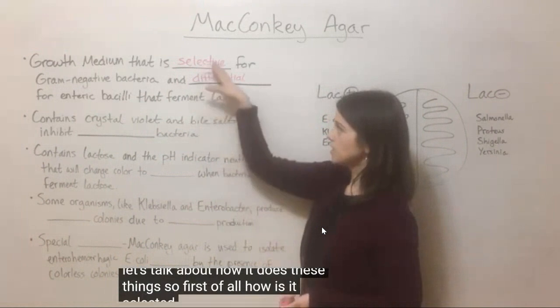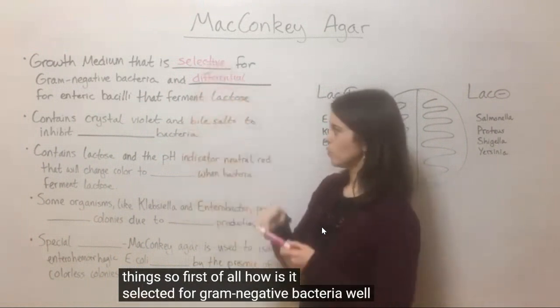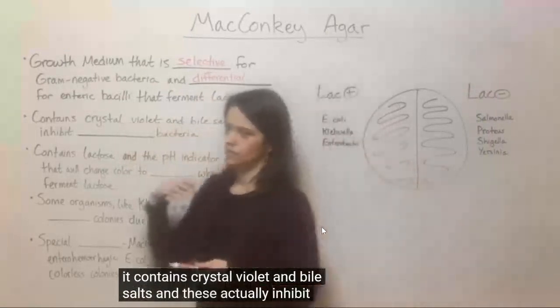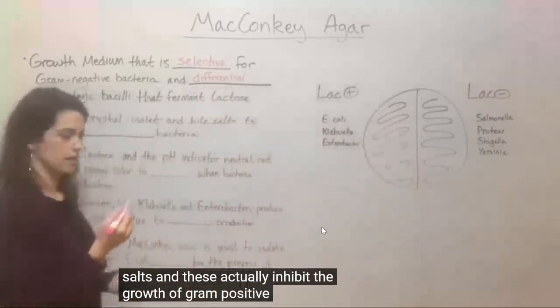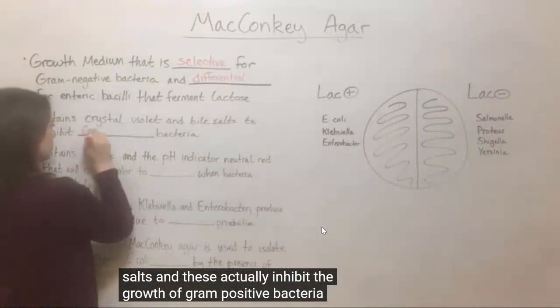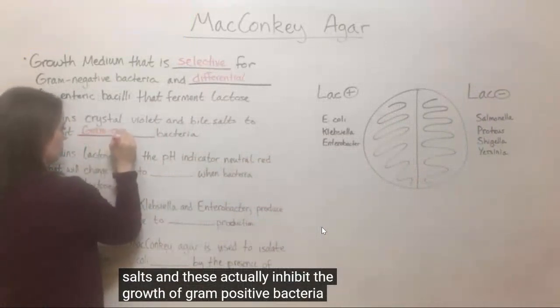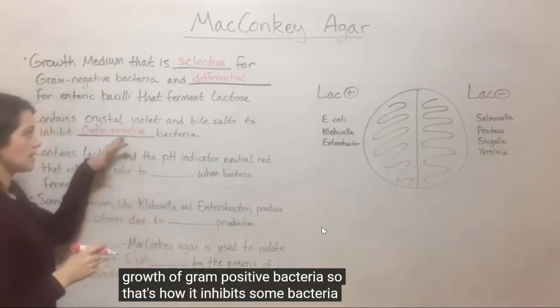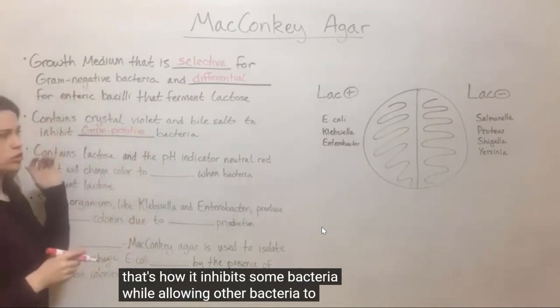So first of all, how is it selective for gram-negative bacteria? Well, it contains crystal violet and bile salts, and these actually inhibit the growth of gram-positive bacteria. So that's how it inhibits some bacteria while allowing other bacteria to grow.